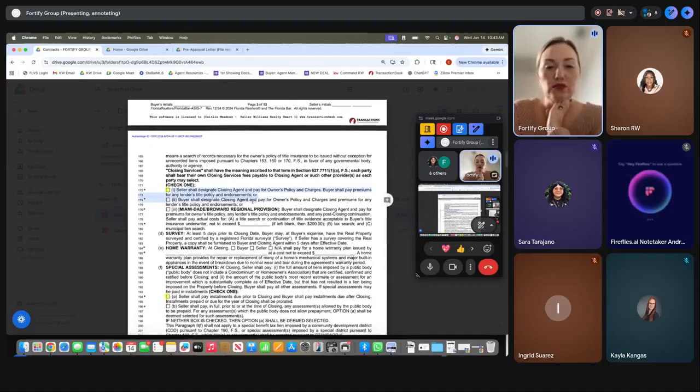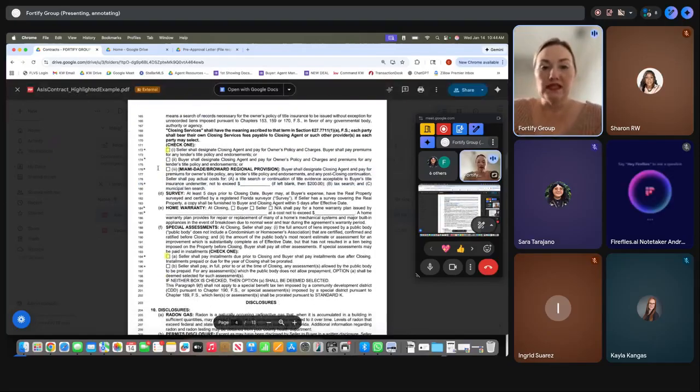We scrolled to this section earlier. This is the section that dictates if it's the seller paying for the title owner policy or if it's the buyer. This doesn't apply to us because we're not in Miami.